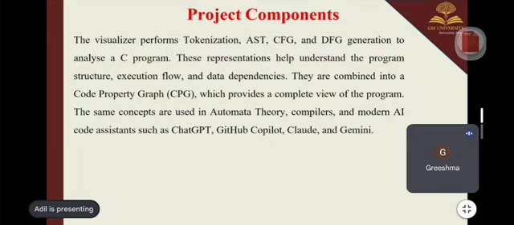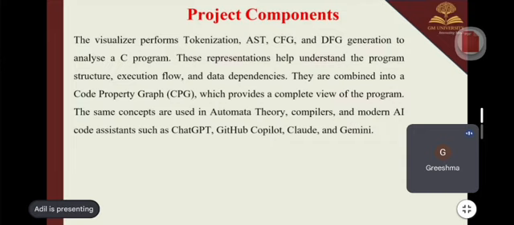It represents the hierarchical structure of the program and shows how statements and expressions are organized. The third component is the control flow graph or CFG. It illustrates the sequence in which program statements are executed and shows different execution paths. The fourth component is the data flow graph or DFG. It represents the movement of data between variables and identifiers, and the dependence among them.